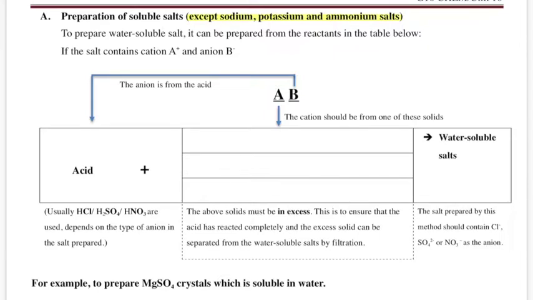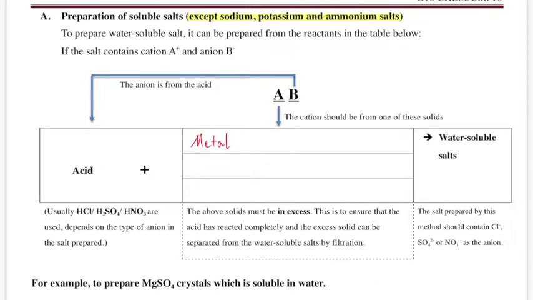So now recall your memory. What are the possible reactions you have learned between metals or metal compounds and acid that produce an aqueous solution plus water? There are three possible ways. The first one: if it's a pretty reactive metal, then you can just put in the metal itself. For example, if you are making magnesium sulfate, then you can just put in magnesium metal.